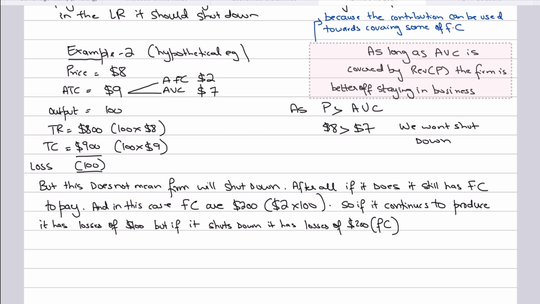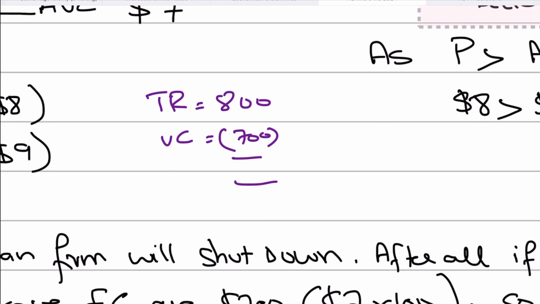ये जो revenues हैं वो इतने significant हैं कि वो वेरिएबल कॉस्ट को कवर कर रहे हैं. तो इधर वेरिएबल कॉस्ट हमारी कितनी है? द वेरिएबल कॉस्ट इज 700. Our total revenue is 800, while the variable cost is 7 times 100, that is 700. So at least our revenue is exceeding the variable cost by 100.